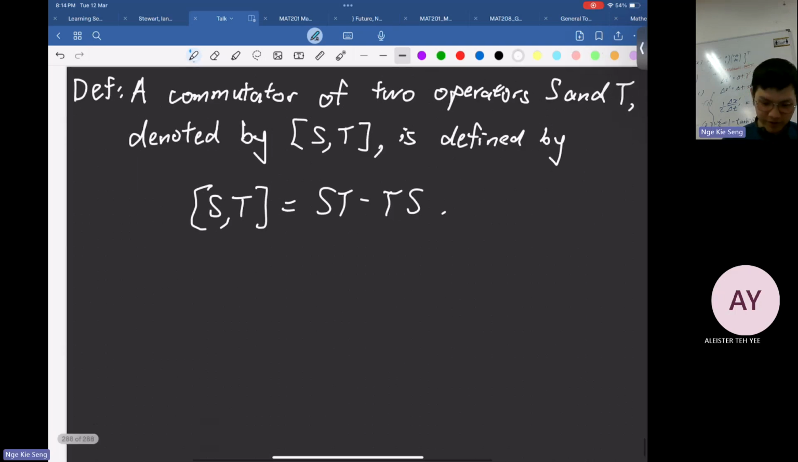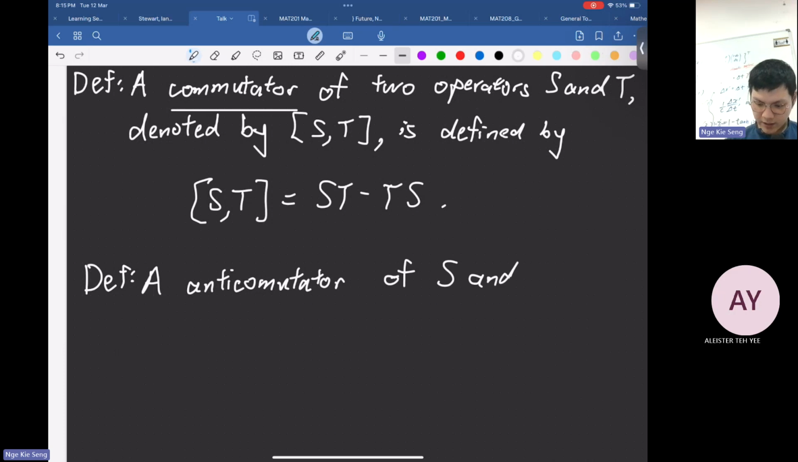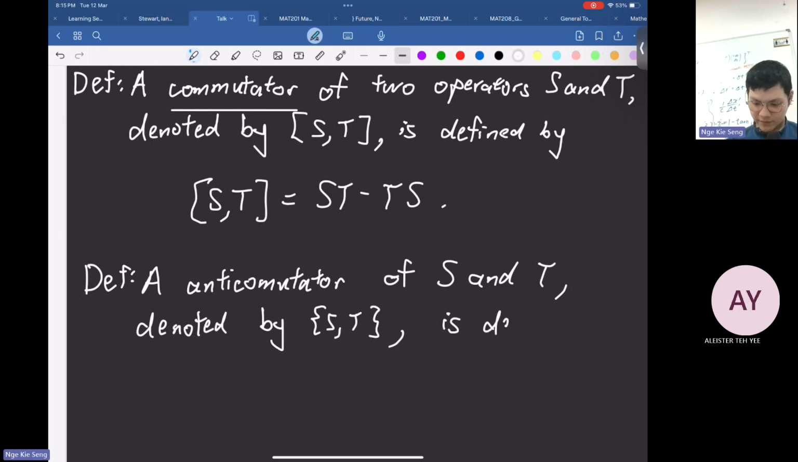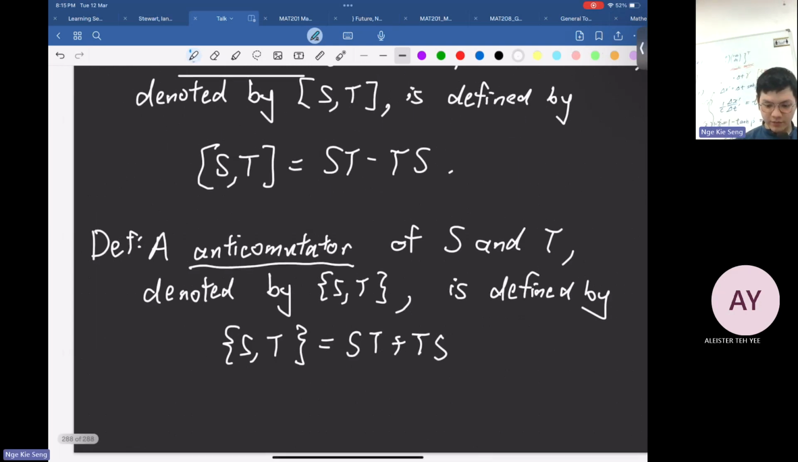Very straightforward. And I can also define another thing called the anti-commutator of S and T. We denote it by the curly bracket {S, T}, defined to be ST plus TS. So if ST plus TS equals 0, what happens? They commute up to a sign. Make sense? If this is equal to 0, then ST equals minus TS. So you need to pull out a sign. So we call it an anti-commutator here. Okay, so there's a lot of definitions before we go into the proof.